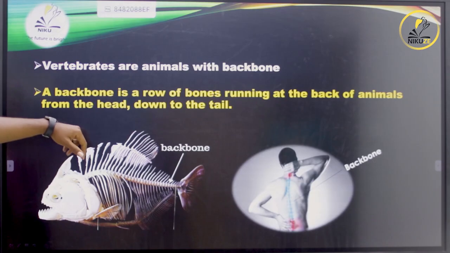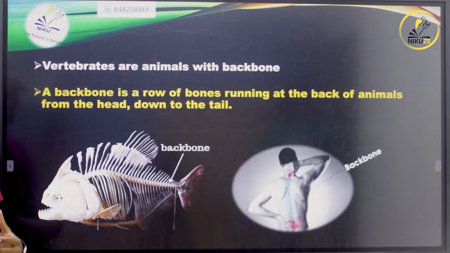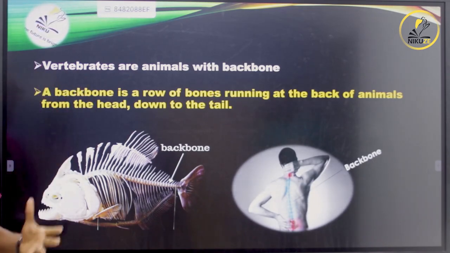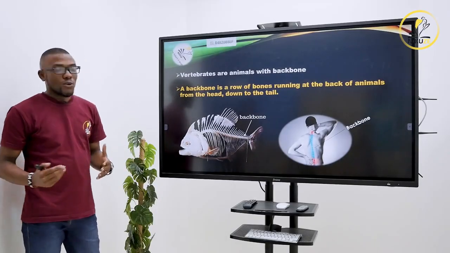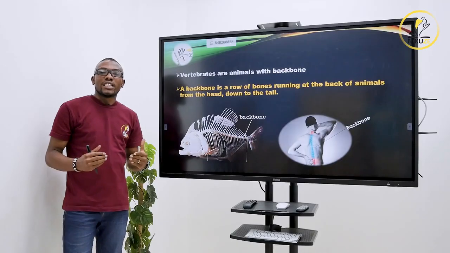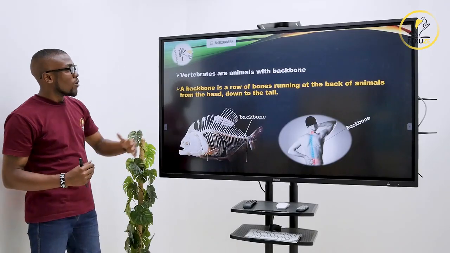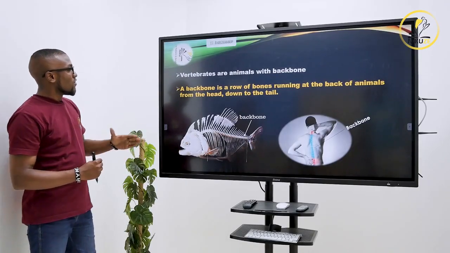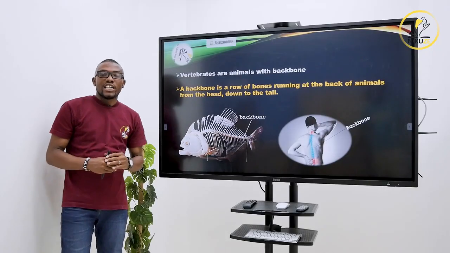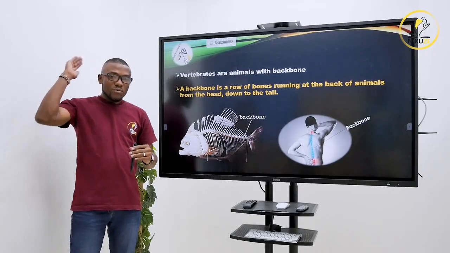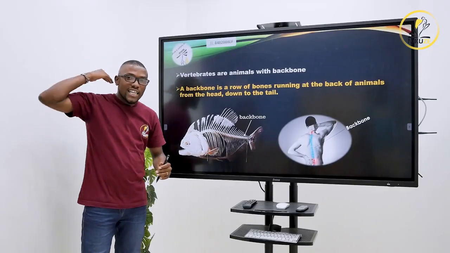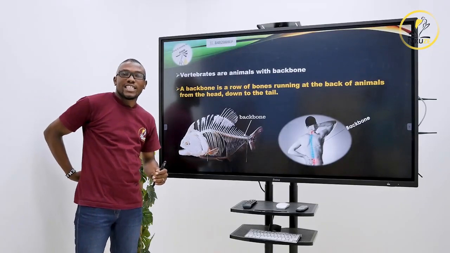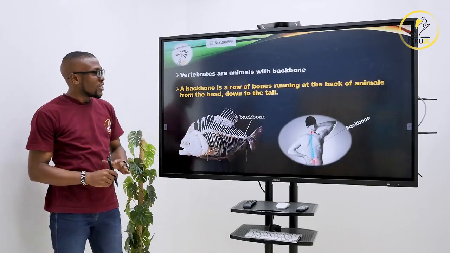Now let's look at the vertebrates. Vertebrates are simply the animals with the backbone. Of course, all of us have heard the term backbone. A backbone is a row of bones running at the back of animals from the head down to the tail. If you get hold of the back of your neck, there is a bone running from the neck down to the lower part. That is what we call the backbone.